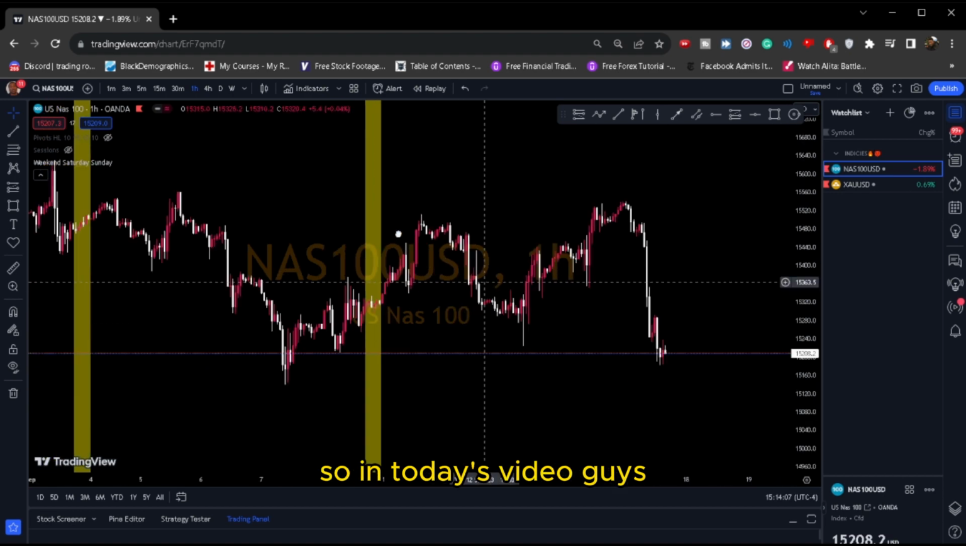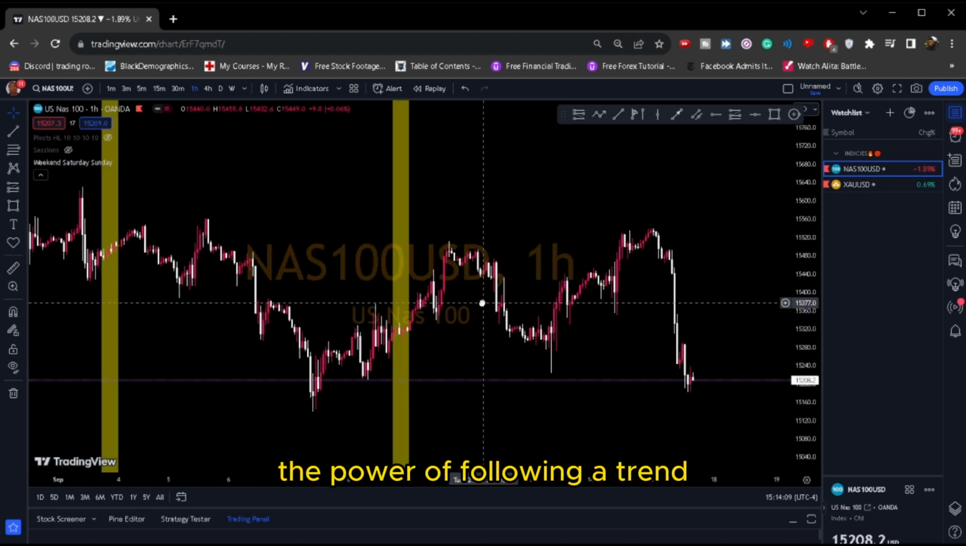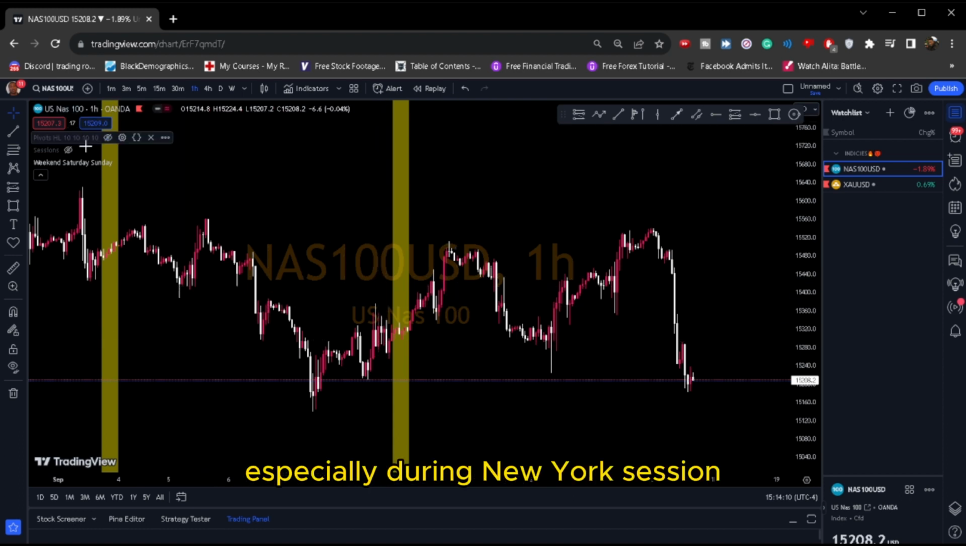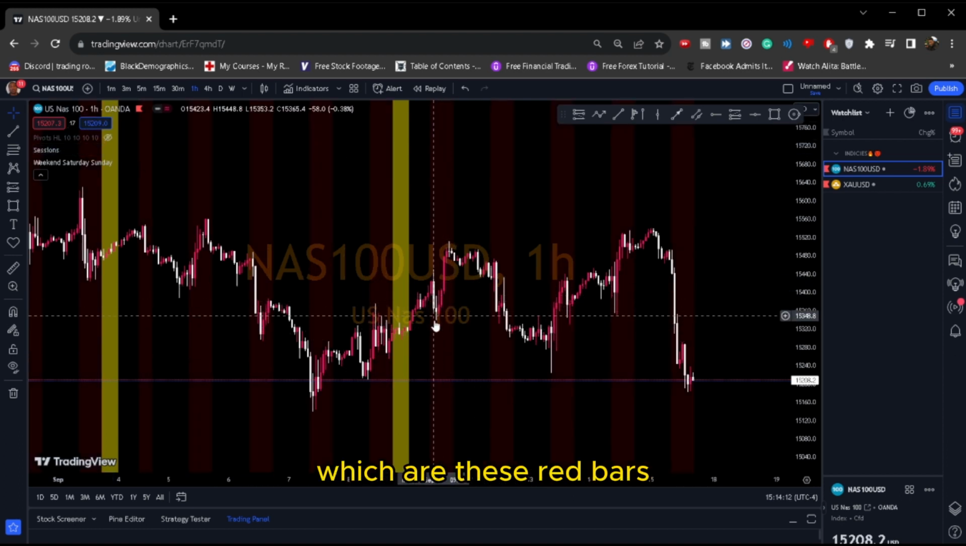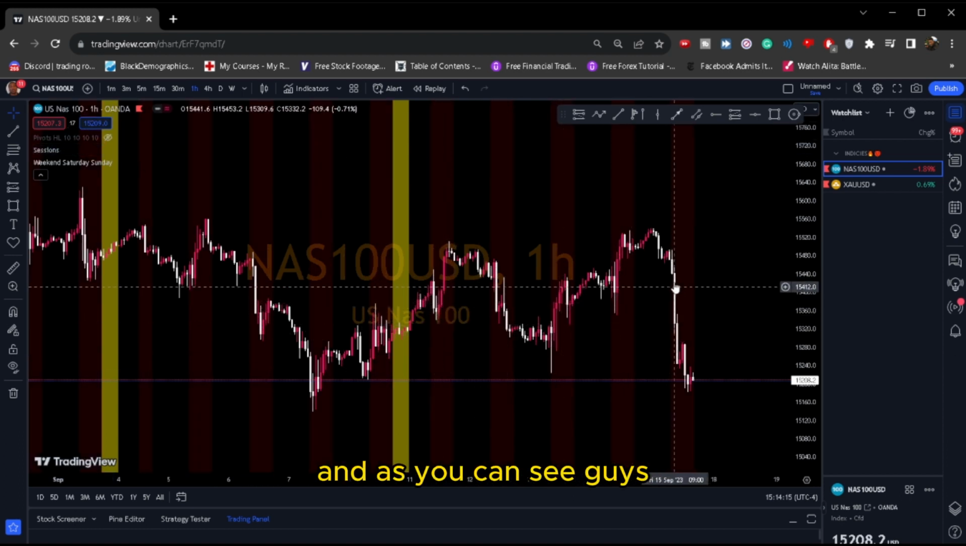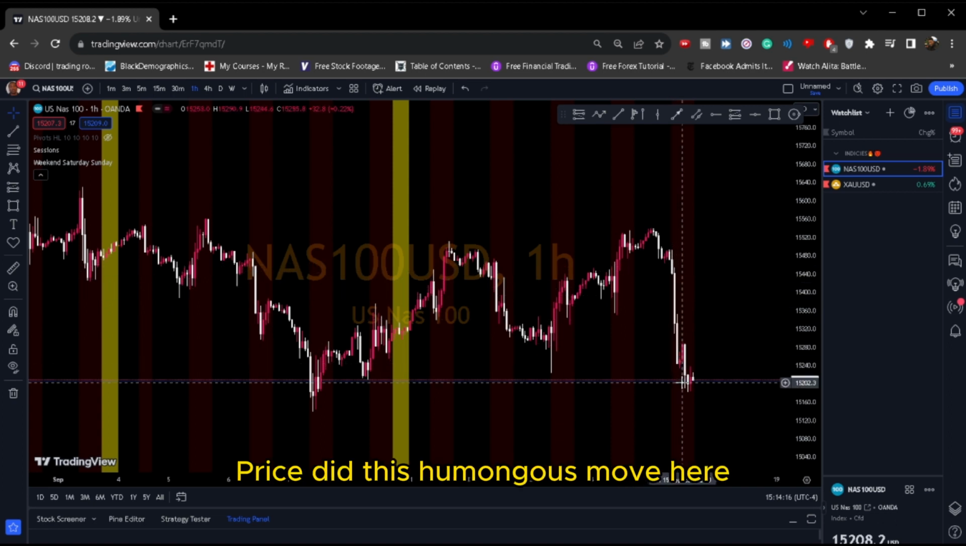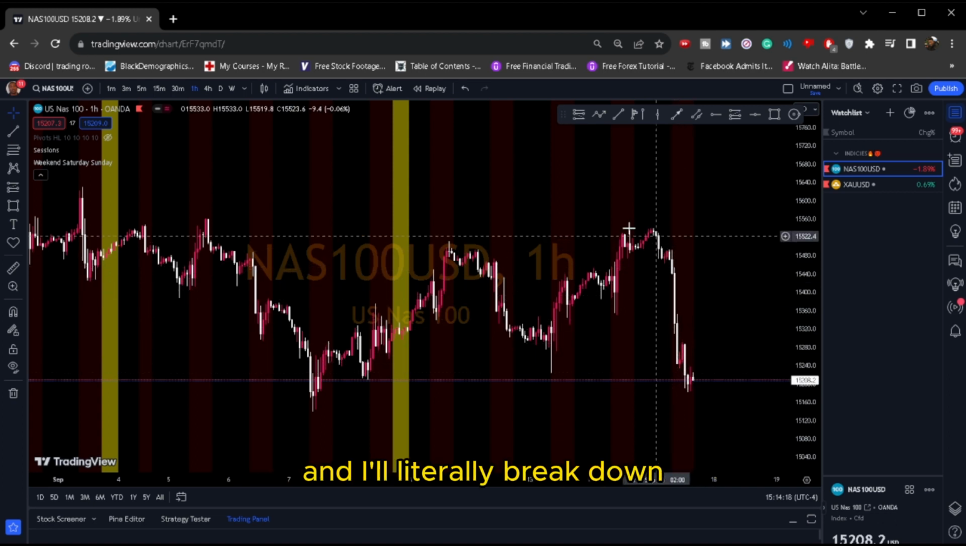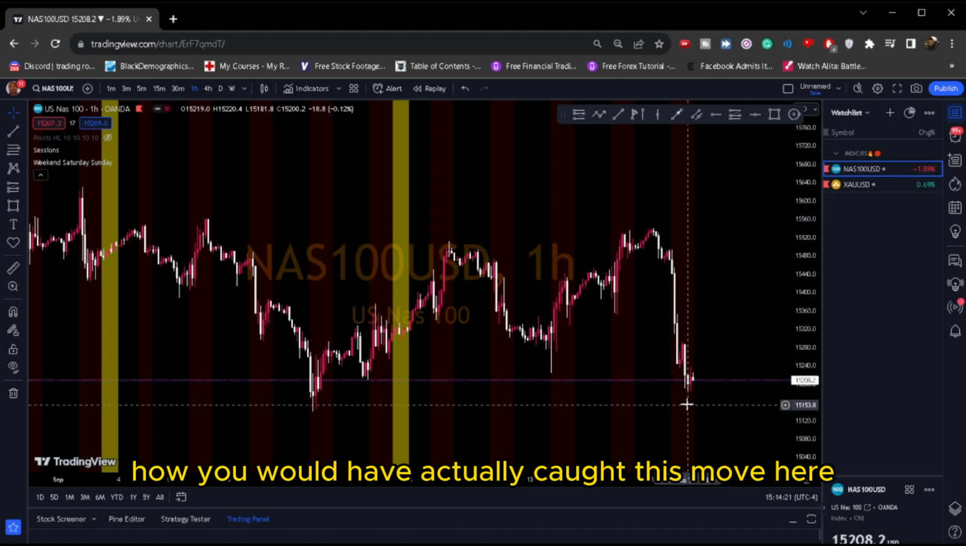So in today's video guys, I'm going to be breaking down the power of following a trend, especially during New York session, which are these red bars. And as you can see guys, literally on Friday, price did this humongous move here, and I'll literally break down how you would have actually caught this move here.